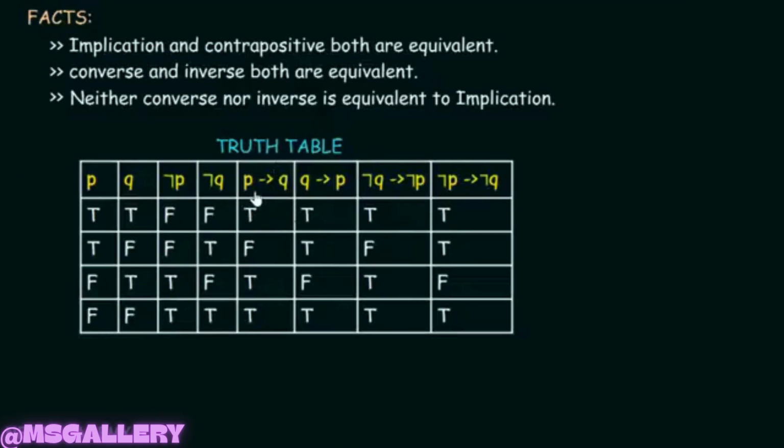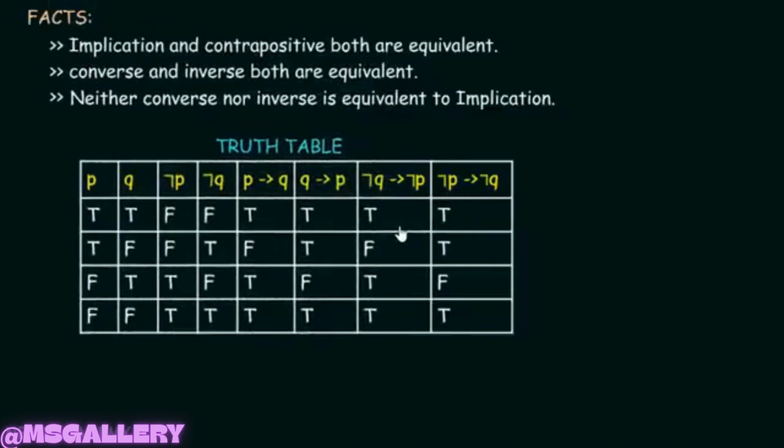Now here is the truth table for implication, converse, contrapositive, and inverse. As we can clearly see from this truth table, P implies Q is equivalent to not Q implies not P. Right? Here the truth values are clearly the same. True, false, true, true, true, false, true, true. While on the other hand, Q implies P is equivalent to not P implies not Q. True, true, false, true, true, true, false, true. And neither converse nor inverse is equivalent to implication or contrapositive. This is also clear from this truth table.